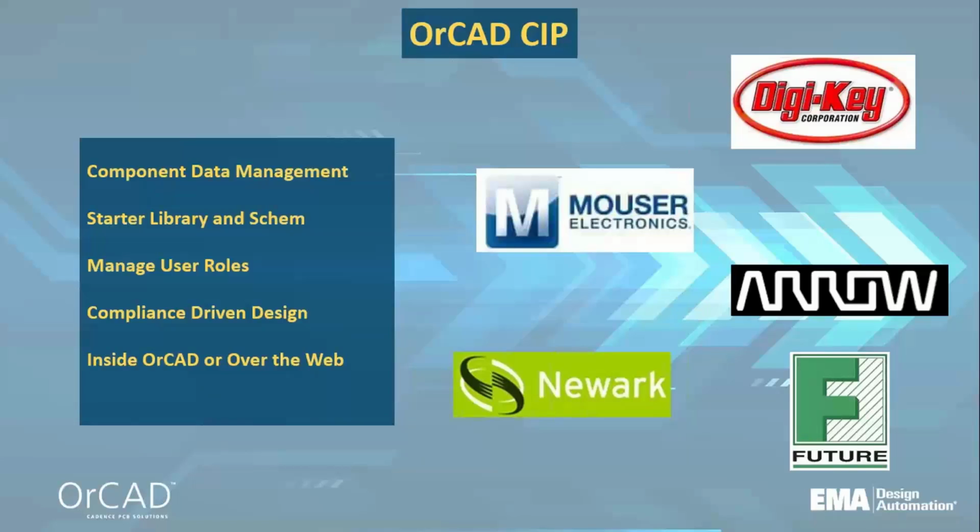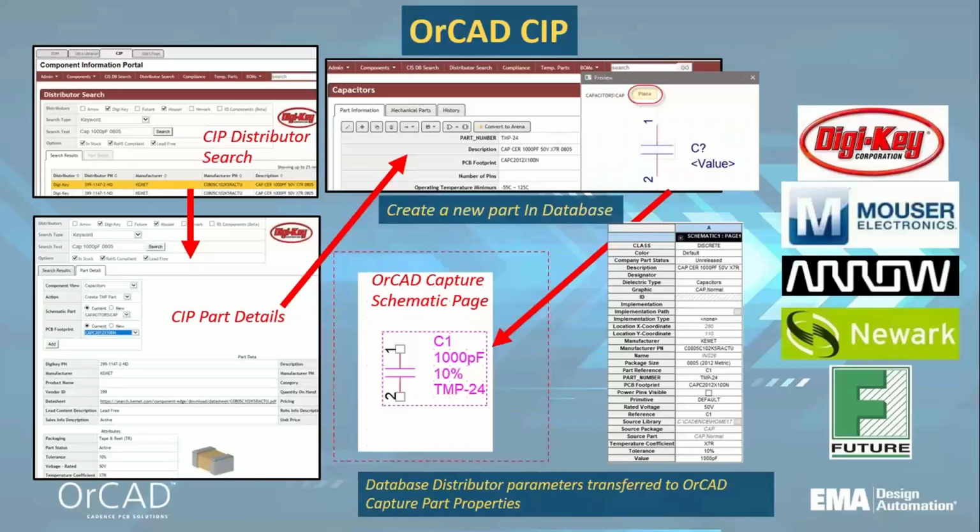Inside OrCAD or over the web, you can view or manage your component data, whether you're in OrCAD, the tool, or whether you're doing this via the web. And then we also offer error-free BOMs. We can ensure critical component data such as part numbers, value, price, quantity on hand, RoHS compliant. So all these features that we have are available in the CIP tool. This is what it looks like.